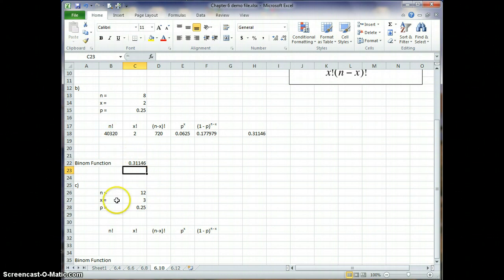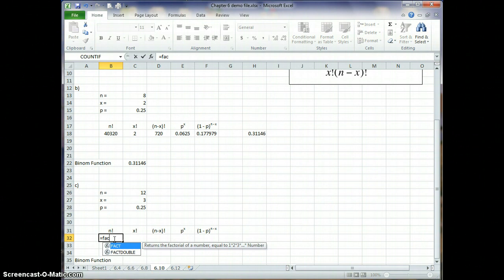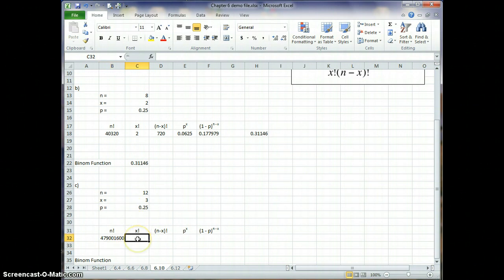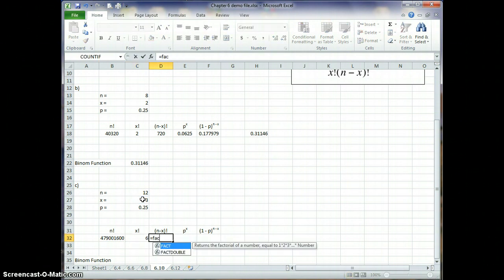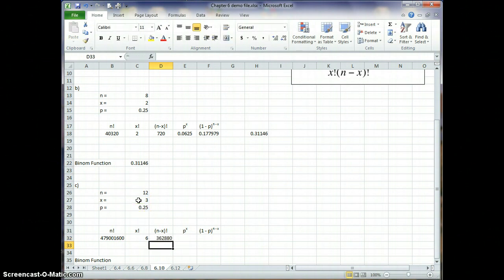12 trials. So again, equals fact 12, equals fact 3, equal fact n minus x, and then we've got equal to p to the, in this case, third, to the x, and then we've got equal to 1 minus p to the 12, or n minus x, 12 minus 3. And again, I'm just going to copy this formula down because everything's in the same position.